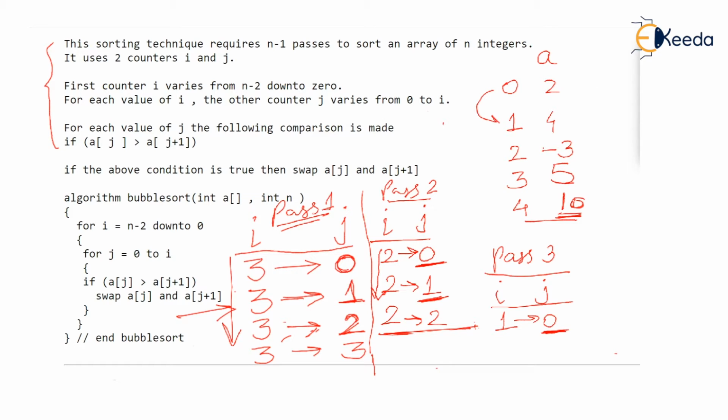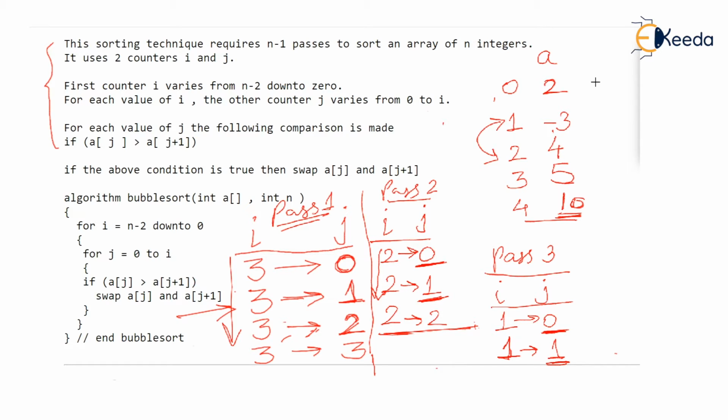Now when A0 is compared with A1, notice 2 greater than 4 is false. So we will not exchange A0 with A1. They are already in order, isn't it? Then we will keep i as 1, keep i constant, but increase j. So j becomes 1. Now we will check, is A1 greater than A2? Yes, 4 is greater than minus 3. So we will swap minus 3 and 4.